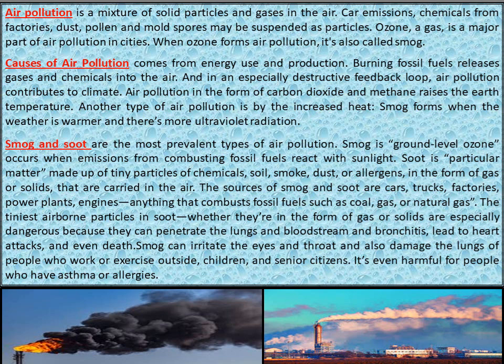Another type of air pollution is caused by the increased heat. Smog forms when the weather is warmer and there is more ultraviolet radiation. Smog and soot are the most prevalent types of air pollution. Smog is ground level ozone, which occurs when emissions from combusting fossil fuels react with sunlight. Soot is particulate matter made up of tiny particles of chemicals, soil, smoke, dust, and allergens in the form of gas or solid.